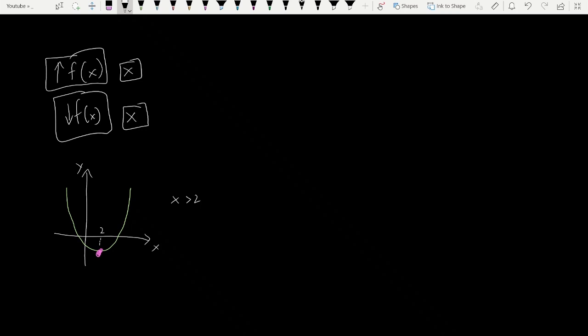And let's say they asked you the values of x for which the function was decreasing. Then you would have said, well, that is x is smaller than 2. That is when the function was decreasing, because let's say you're over here, right? Or you're over here. Let's put you on the curve. So you're over here.